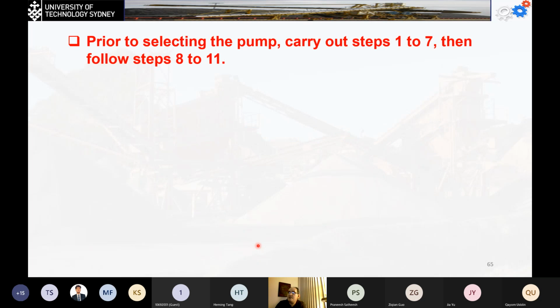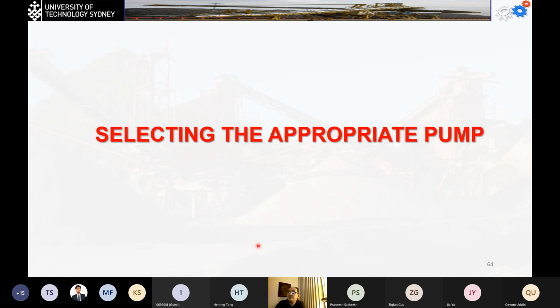This will be an example actually. First, we have the steps of selecting the appropriate pump, and I'm going to leave this for next week, because next week we're going to focus on the calculation part. I consider that I covered the theoretical part, so I don't have to repeat it to you later.